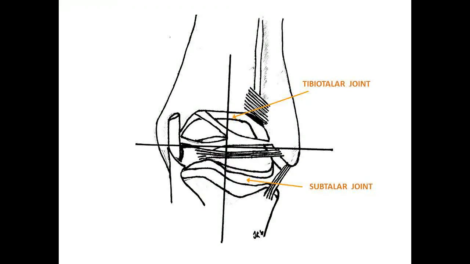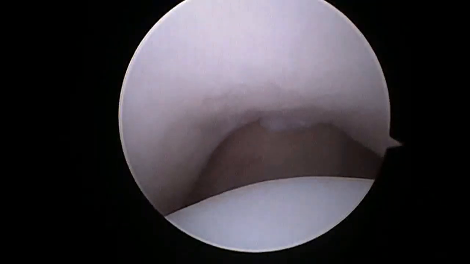Once we have completed our 4-quadrant inspection, we can proceed to the interarticular spaces, which include the tibiotalar joint and the subtalar joint. Here we are inspecting the tibiotalar joint, proceeding from medial to lateral. And then we proceed to inspect the subtalar joint.